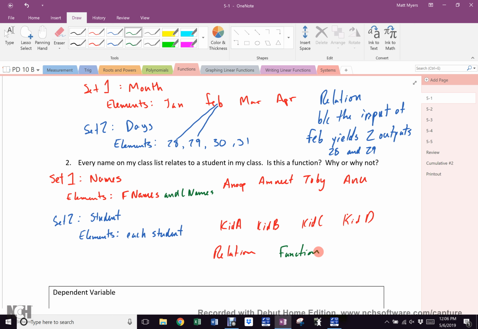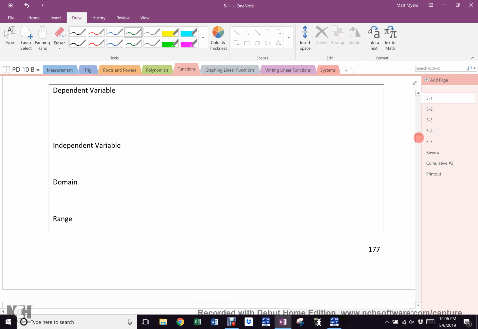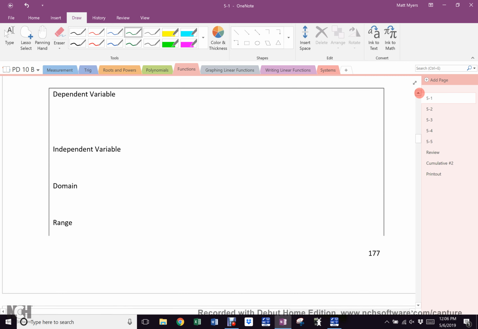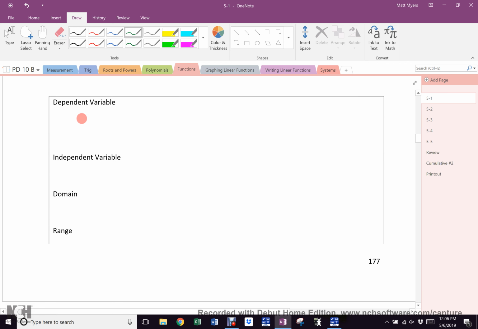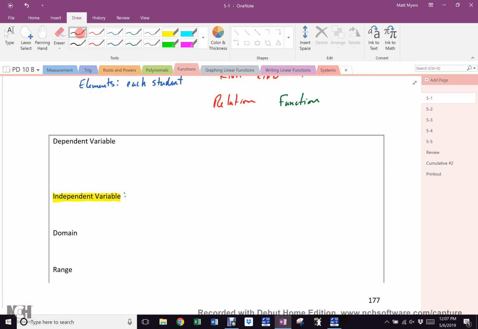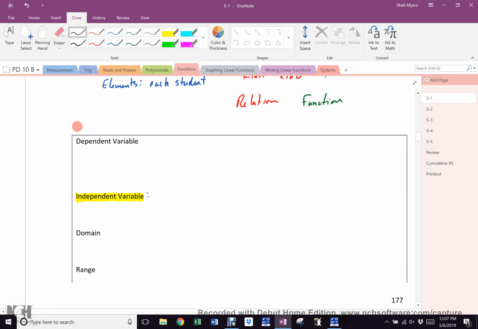Everybody cool? All right. Now, let us talk about these four new words, too. Now, these words are in the wrong order. Independent should be at the top because it's easier to define. I'm going to highlight it yellow. What does the word independent mean? Oh, wait, before we go on, I got to make sure of something, because everybody answers this question wrong. What's a variable?